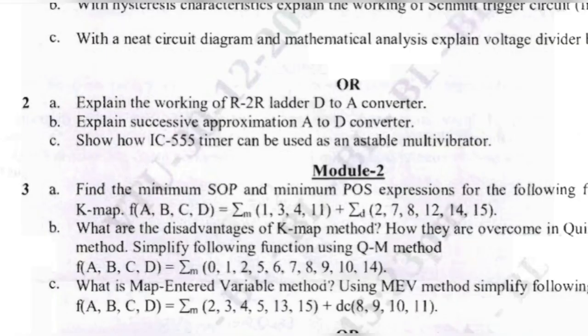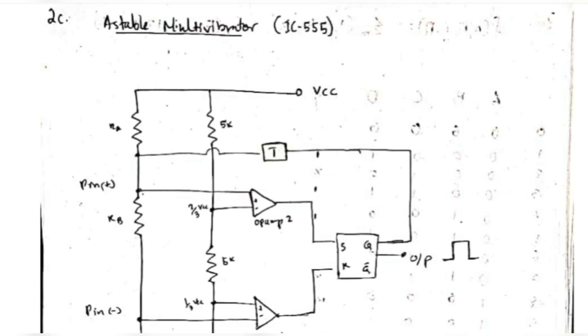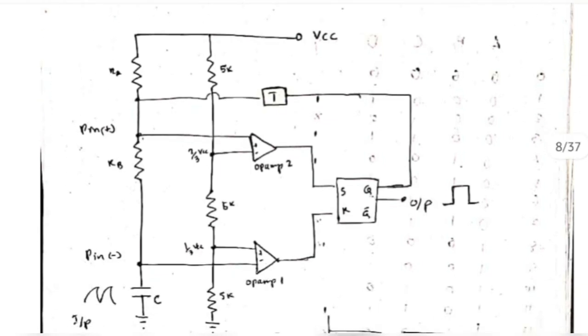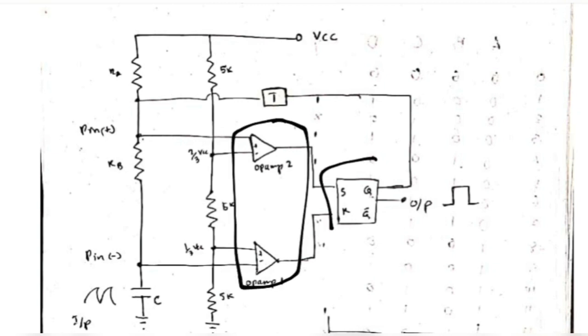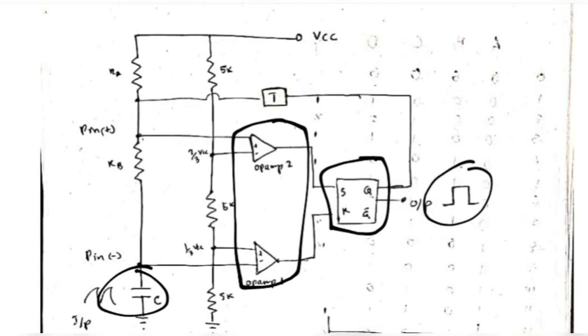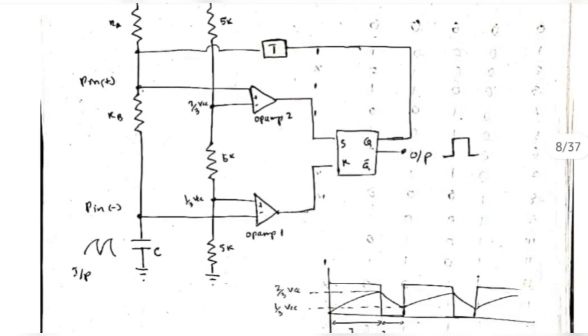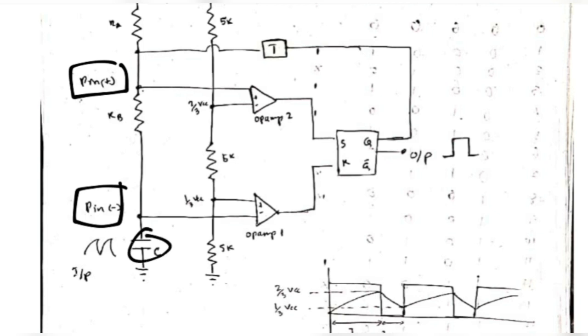In the next question, we have to show how the IC555 timer can be used as an astable multivibrator. And this is the circuit diagram for the astable multivibrator using the IC555 timer. Okay, so here you have the main components, op amp and SR flip flop, and this is the input, and here you will get the output. Okay, so let's see one by one. You have two pins here, positive and negative pin, and this is the capacitor which has the initial charge as 0, and the output is also low initially.